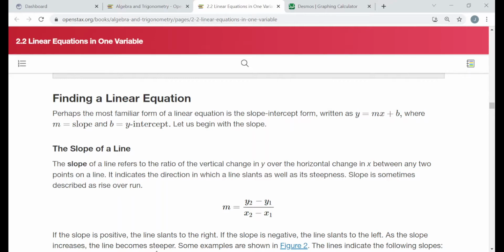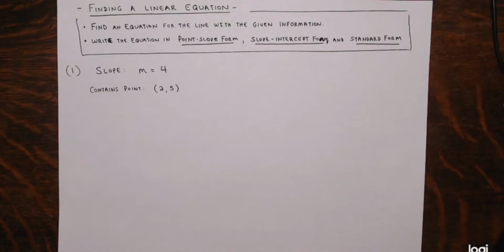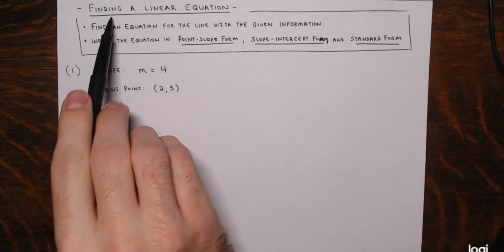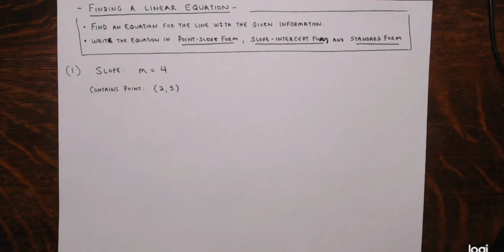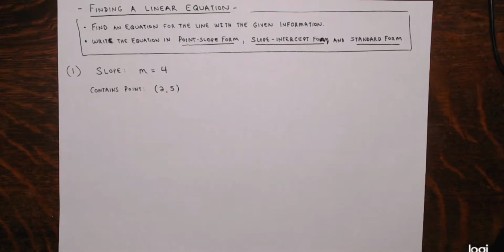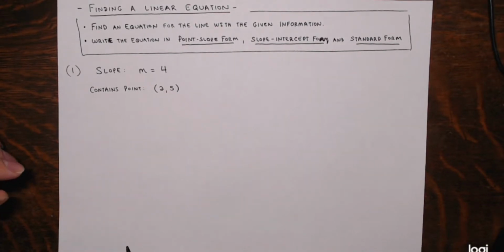Alright, so I have all the examples written out on paper. Here we go. And like I said, the title is Finding a Linear Equation. Given information about a line, we're going to be asked to write an equation describing all the points on that line in the coordinate plane, the xy coordinate plane.